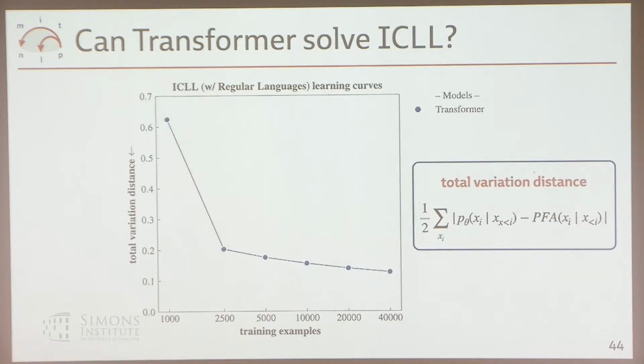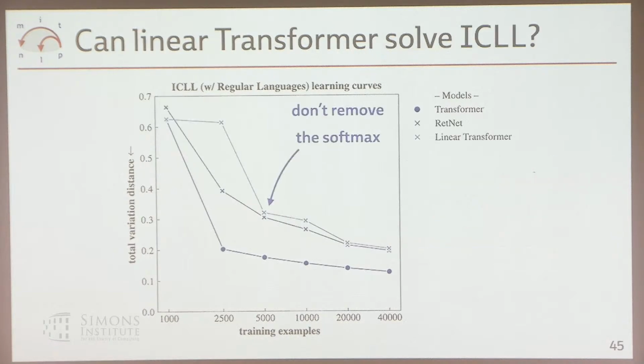Okay, so we will look at other models now. Let's first compare the linear transformer model and a slightly different version called RetNet. These models do not have softmax layer normalization in their attention model. So as a result, you can actually express them in recurrent forms. And as you can see, if you just remove the softmax layer, the models immediately get worse than transformer.